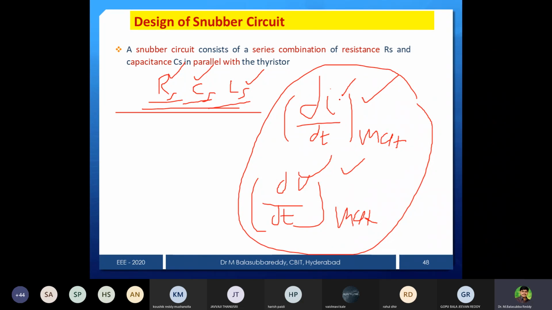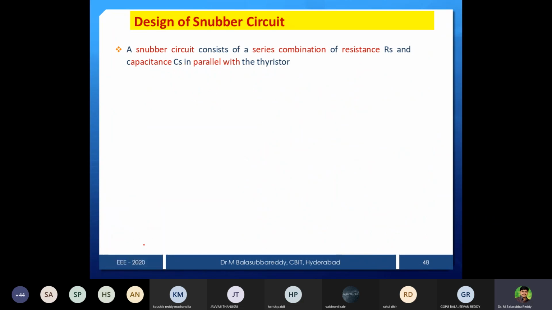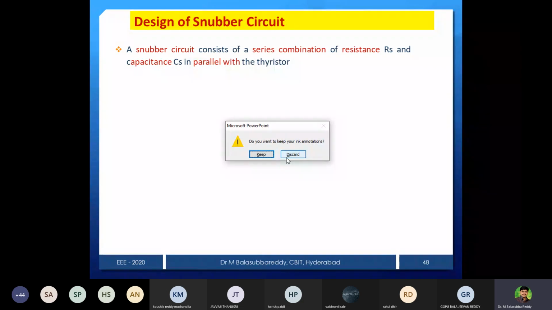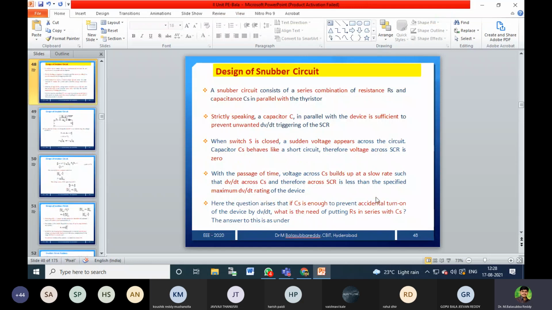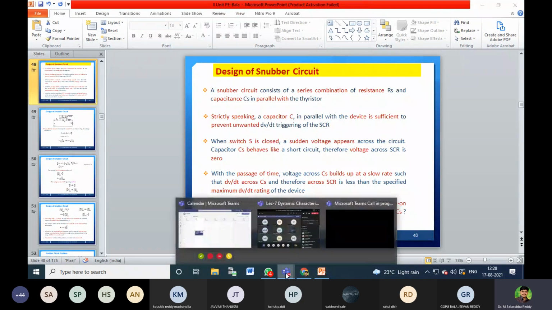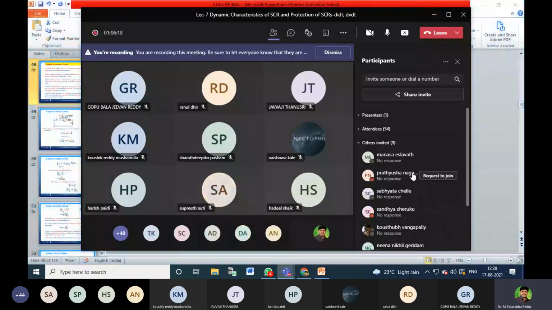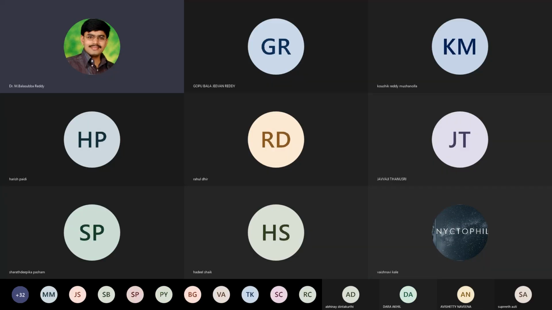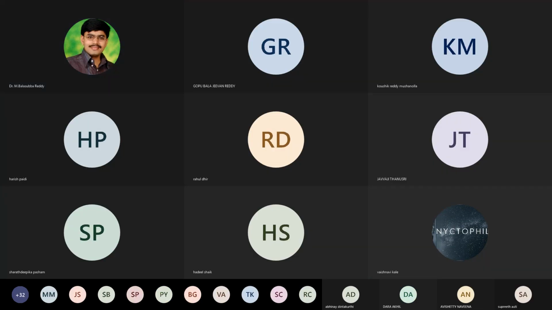The related problem we'll see in the next class. If you have any doubts, you can ask me. I already uploaded today's class PPT in the LMS server. If you want, you can go through it once. And next class we'll see the snubber circuit design and problems.